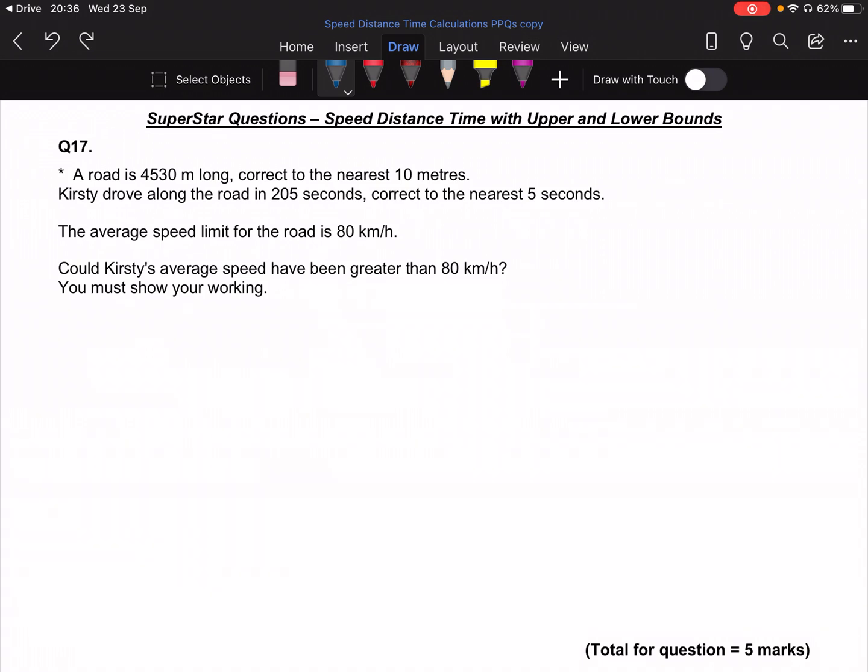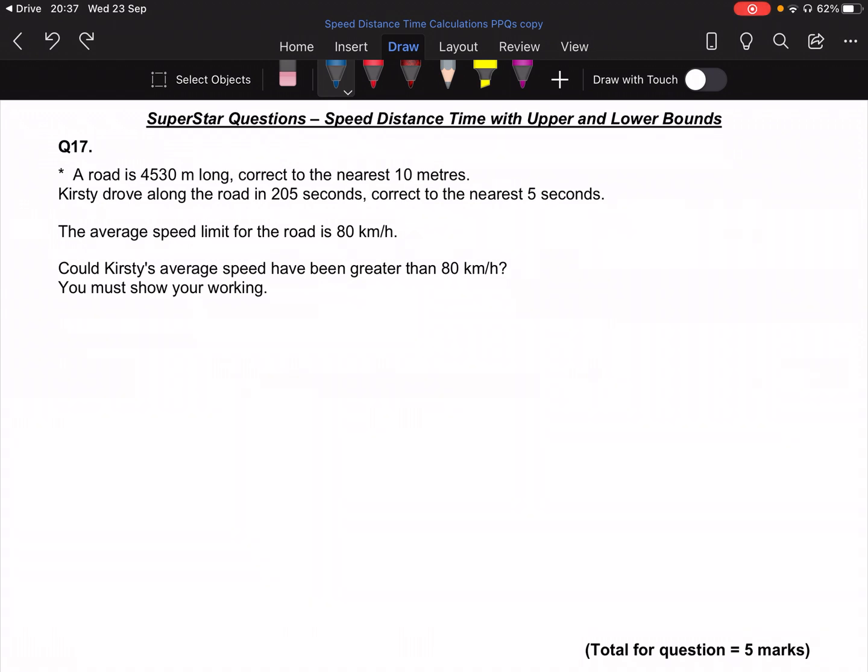I've got a road that is 4,530 meters long, and it says correct to the nearest 10 meters. And this is where the bounds come in. When it says correct to the nearest whatever, it's bounds. Then Kirsty drove along the road in 205 seconds, correct to the nearest 5 seconds. The average speed limit for the road is 80 kilometers per hour. Could her average speed have been greater than 80 kilometers per hour? It's a 5-mark question, so it's quite a mark heavy question. It's a lot of high level knowledge in here.